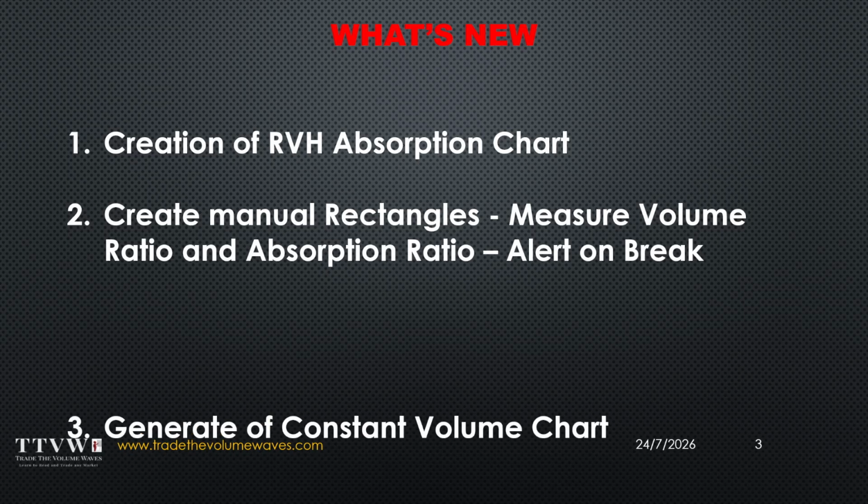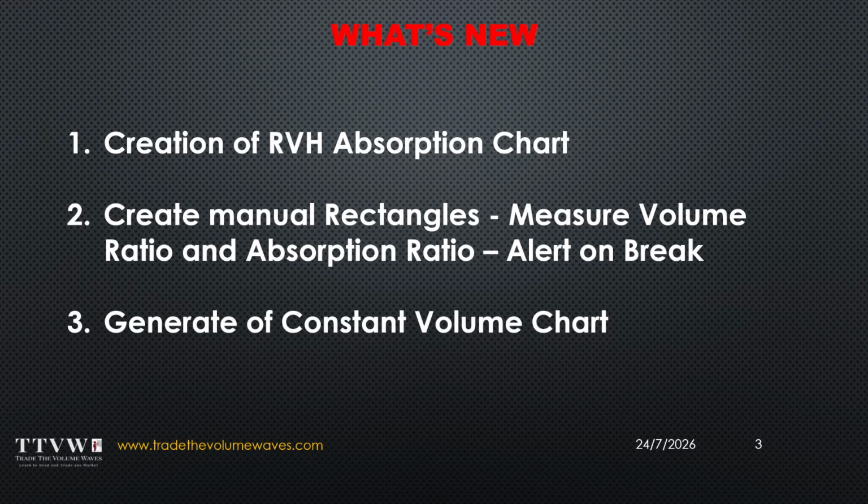And number three, I included another type of chart, which I had in a separate indicator, which is a regular constant volume chart. So basically, you can create three types of charts with my chart: a regular balanced range and volume hybrid chart, a range and volume hybrid absorption chart, and a constant volume chart. So three types of charts.